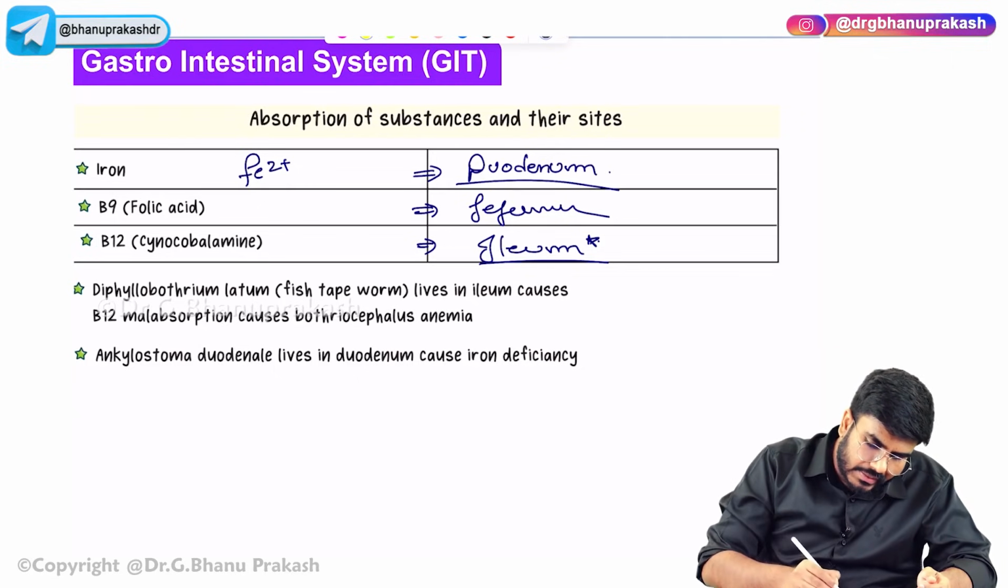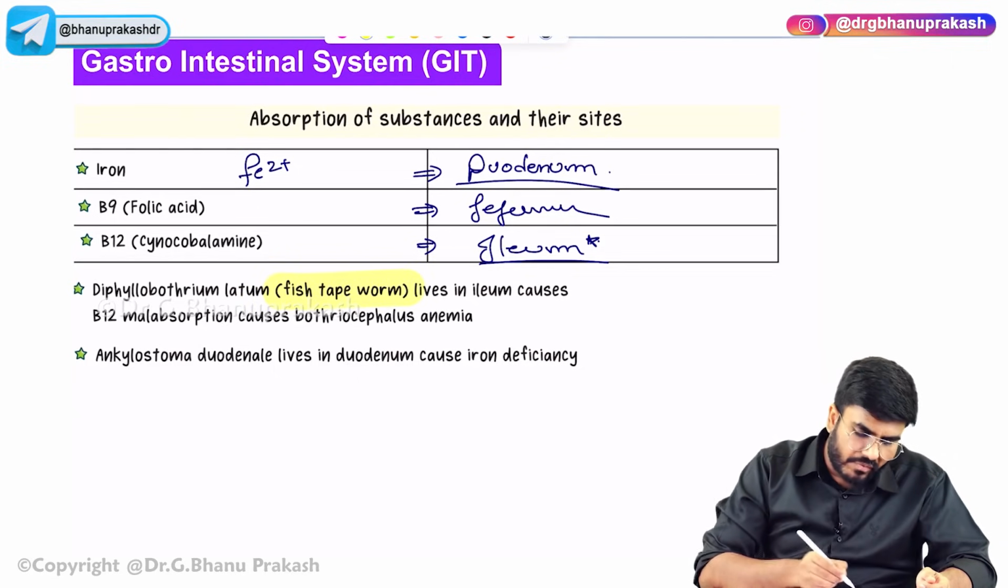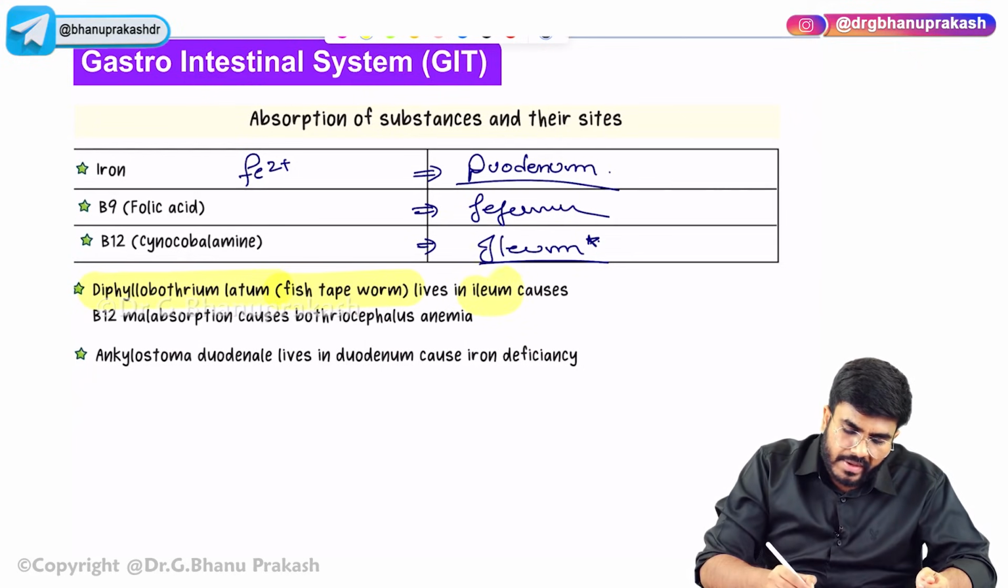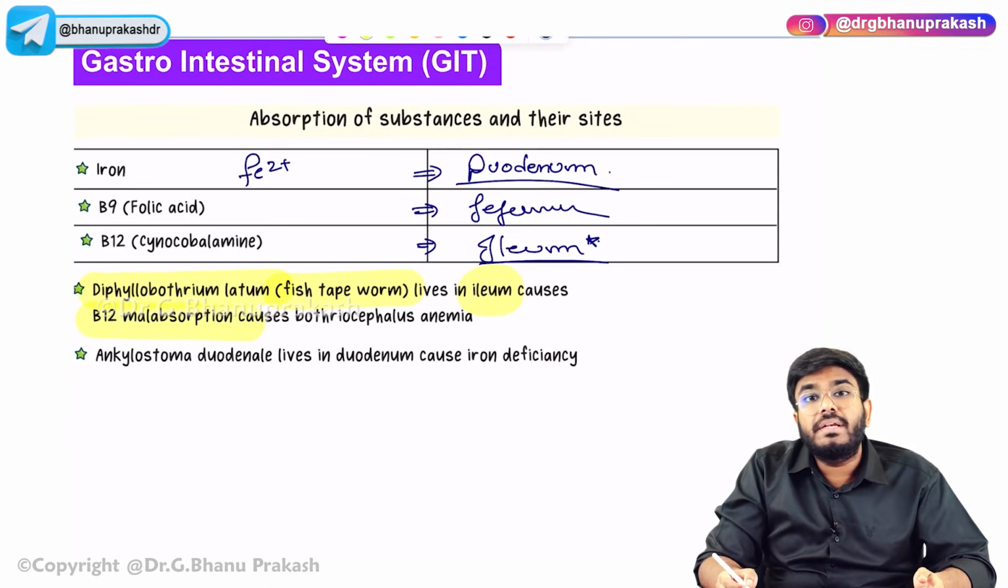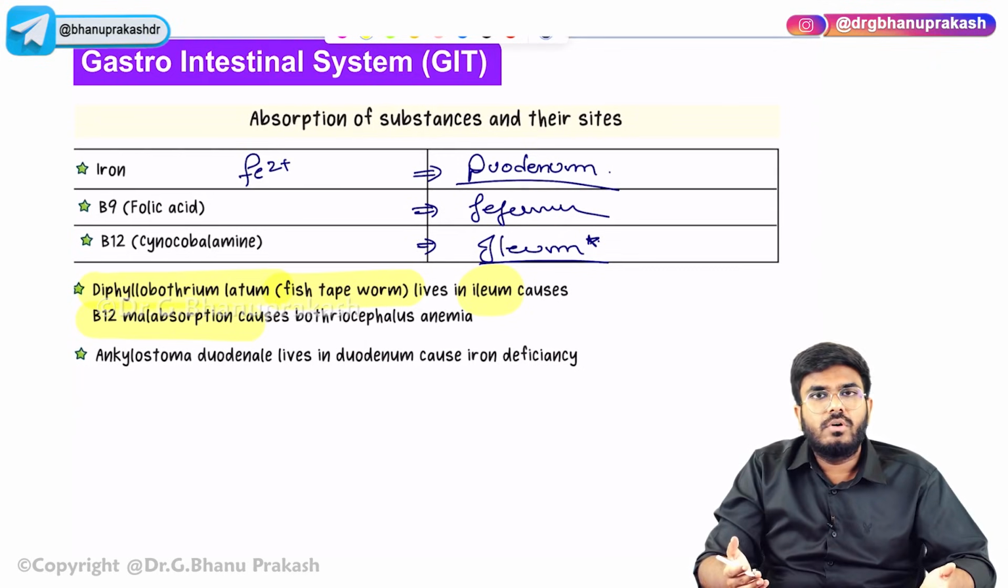For example, look here, there is a fish tapeworm. This fish tapeworm, which is called Diphyllobothrium latum, lives in the ileum. So, it interferes with the absorption of vitamin B12. Because it's living in the ileum, it causes inflammation of the ileum, ileitis. So, the vitamin B12 absorption will be hampered.